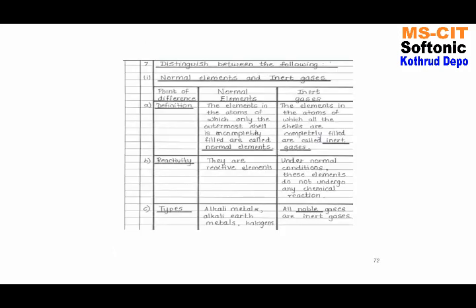In case of distinguish between, normally we write that answer using 2 columns, but I am suggesting you draw 3 columns. First column is point of difference. In that column you will just write the point only, so the examiner at a glance will come to know which point you have covered.